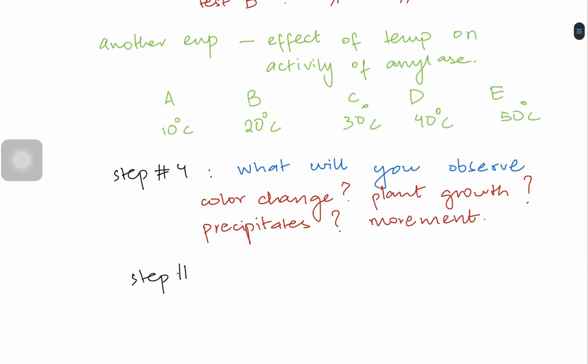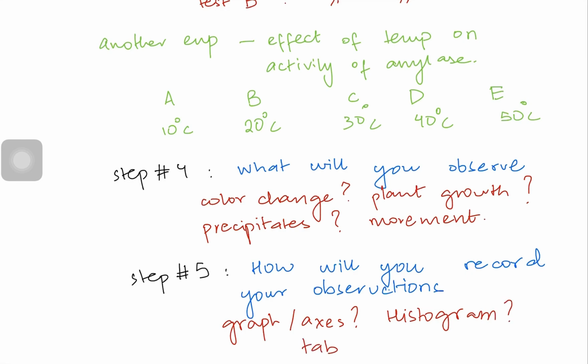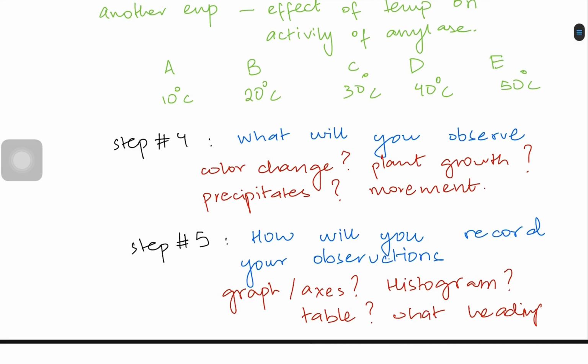In step number 5, which is the final step, you talk about how you will record your observations. Are you going to make a graph? If a graph, then talk about the axes also. What are you measuring on the graph? Are you going to make a histogram? Are you going to make a table? If a table, what will be the headings? That will make your experiment immensely structured, and that will help you gain good marks for such kind of questions.